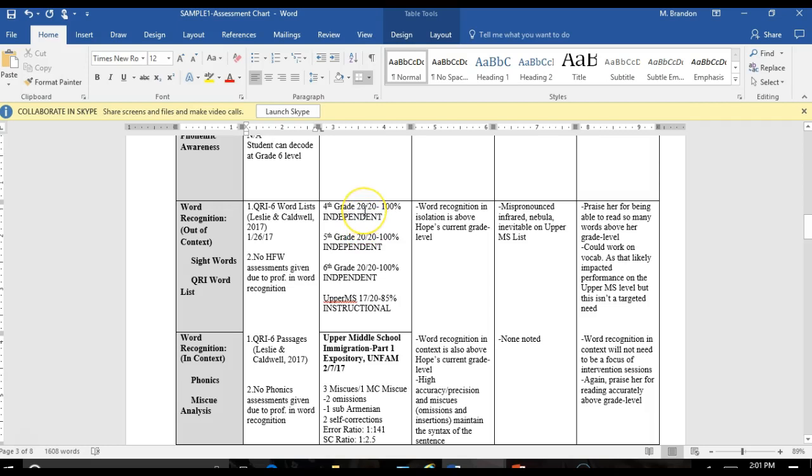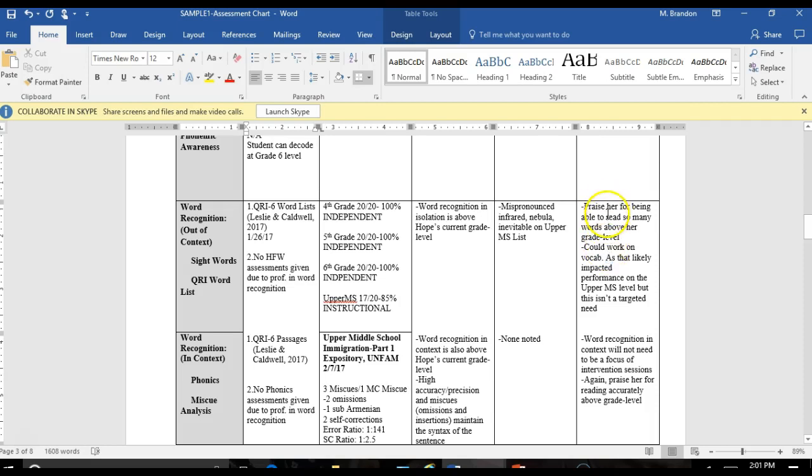She scored independent at 4th grade. That's where I started. 5th grade independent, 6th grade independent, upper middle school. She missed 3, falling in the instructional level. It was interesting. The words she missed were infrared, nebula, inevitable. So I was kind of wondering if that was a vocabulary issue. So that could be something to work on for intervention, but not necessarily a priority.